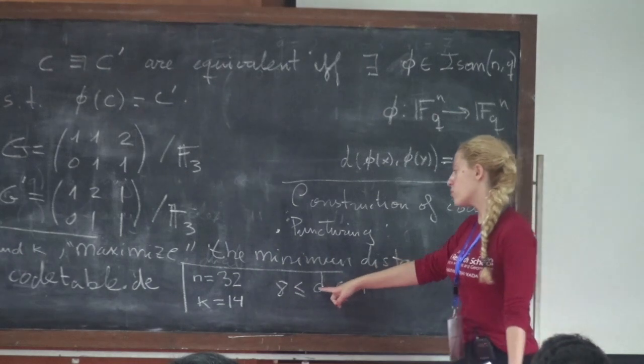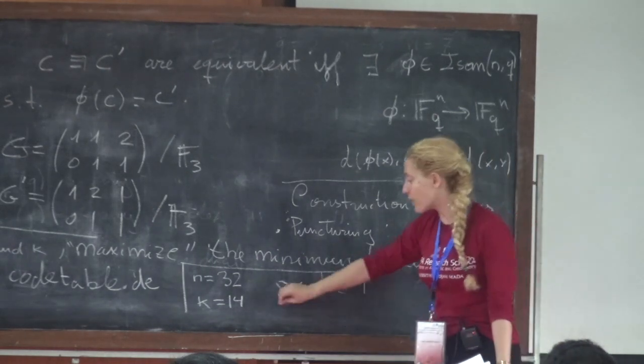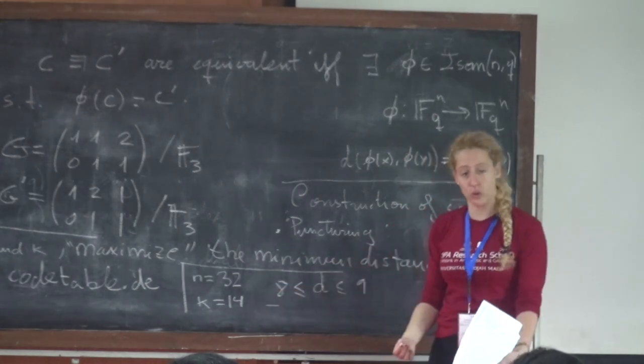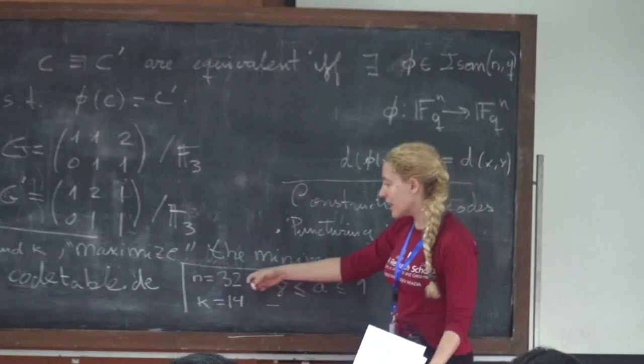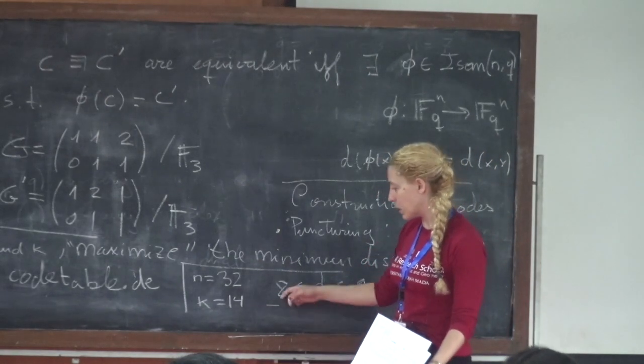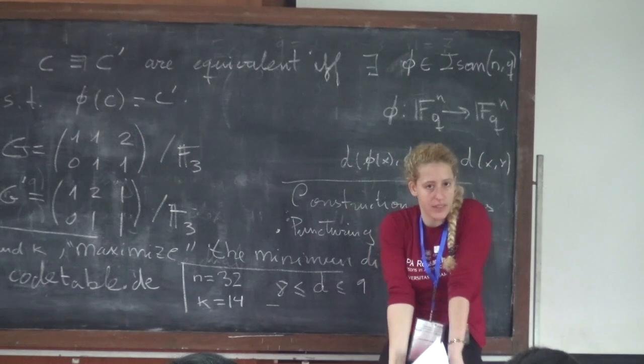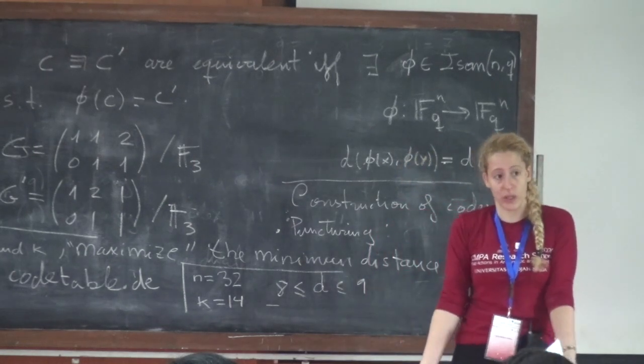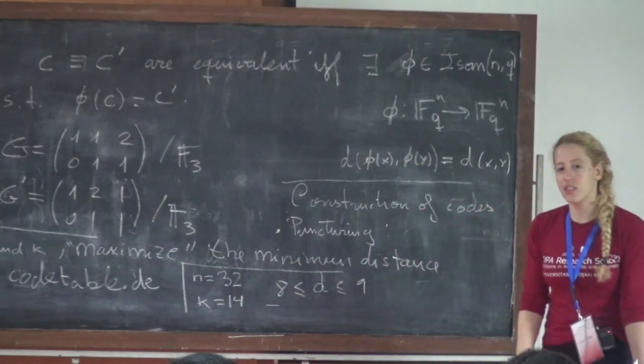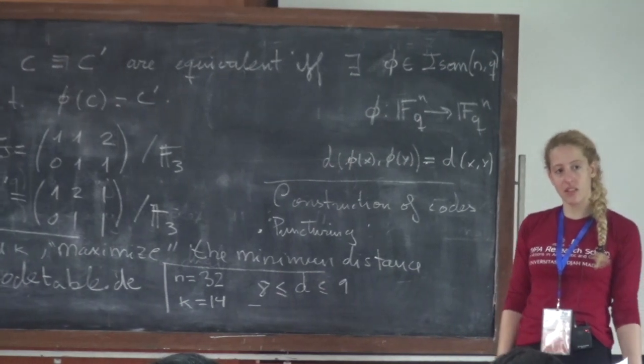We know that it has to be greater or equal than 8 because there is a construction of a code with those parameters: N equal to 32, K equal to 14, and minimum distance 8. So at least one code with minimum distance equal to 8. But we don't know if this is really the maximum minimum distance.